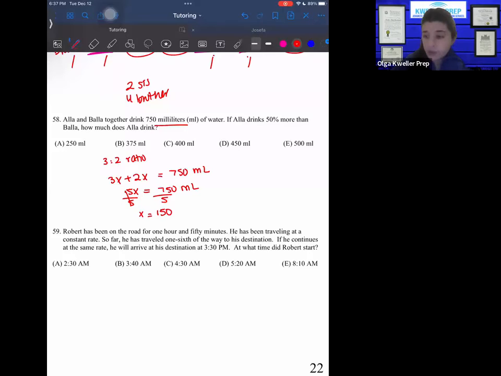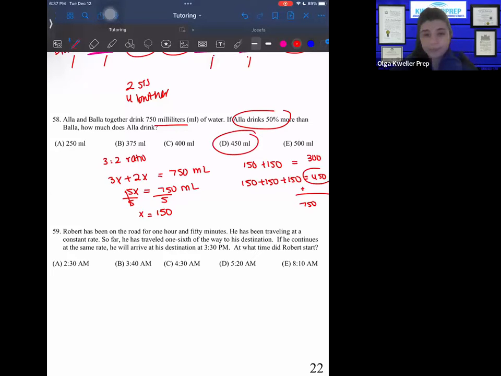And then once you realize that it's 150, we know that, well, one of them drank 150 plus 150, and the other one drank 150 plus 150 plus 150. So somebody drank 300 and somebody drank 450, and that makes sense because together it adds up to 750. And Ala is the one that drinks more, so our answer that we're looking for here is 450.